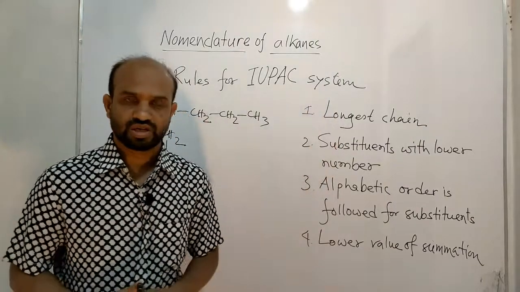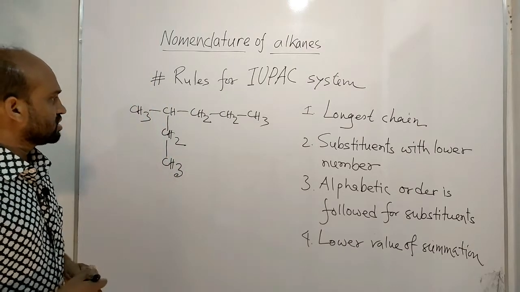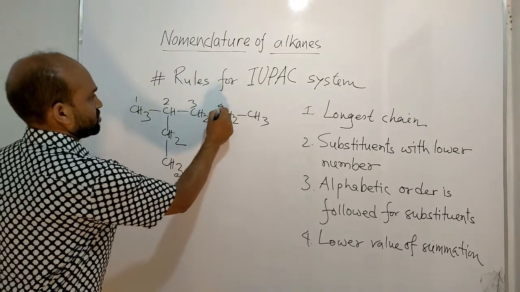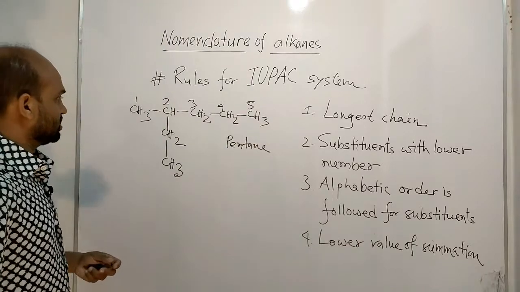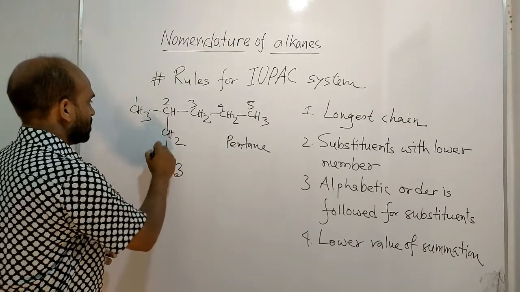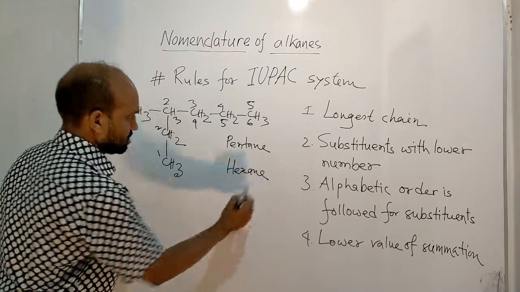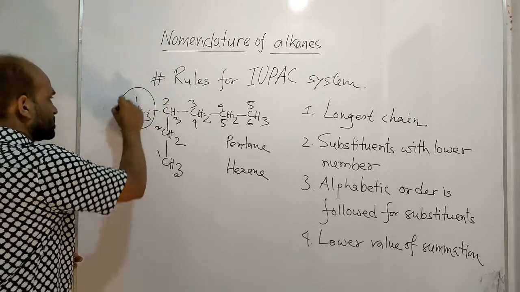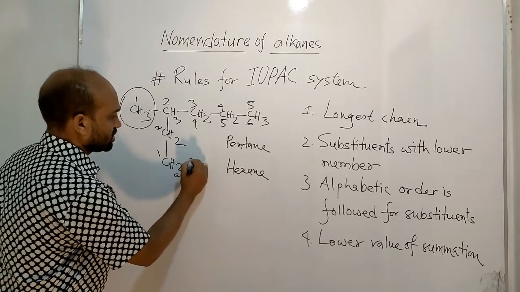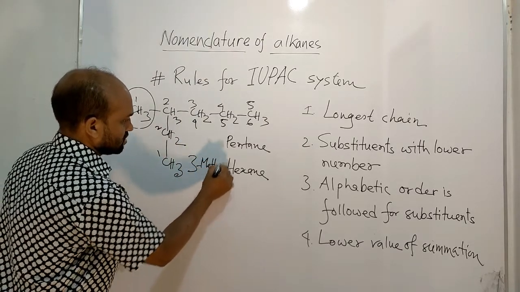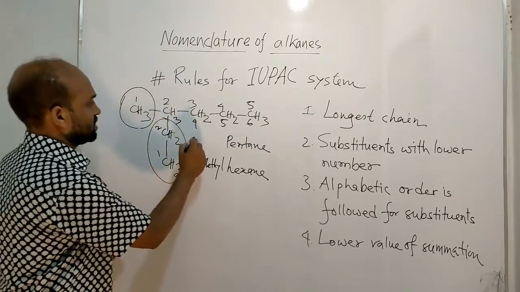Let's see first what about the longest chain. Here the meaning is we have to first of all detect the longest chain of the compound. Let's count the carbon atoms 1, 2, 3, 4, 5. If it is 5 carbon atoms, then it will be pentane. This is the chain. And if the carbon atoms are numbered from here, 1, 2, 3, 4, 5, 6, then it is hexane. So this is the longest chain, and then there will be a substituent. So what will be its name? 1, 2, 3. At carbon 3, this is the substituent. So the name of this compound will be 3-methylhexane, not 2-ethylpentane.